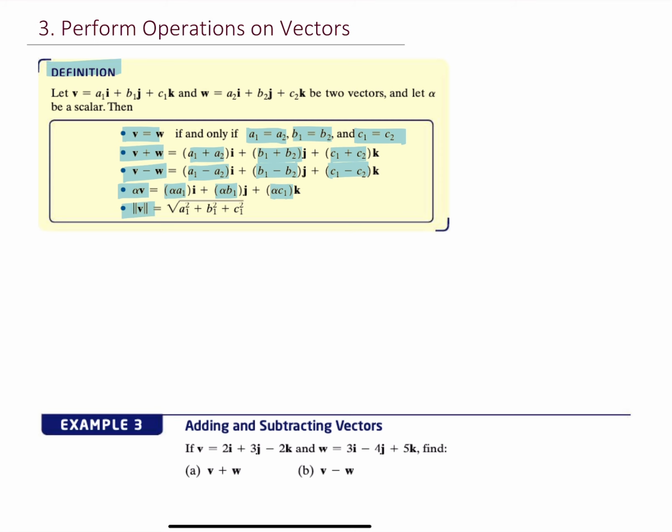And then the magnitude of our vector will be the square root of the sum of all 3 components instead of just a and b. So pretty much everything's the same. We just get an additional term that we deal with.